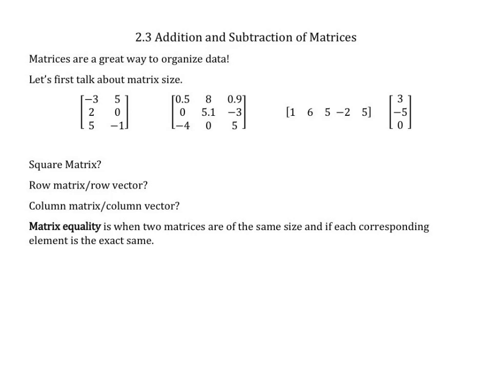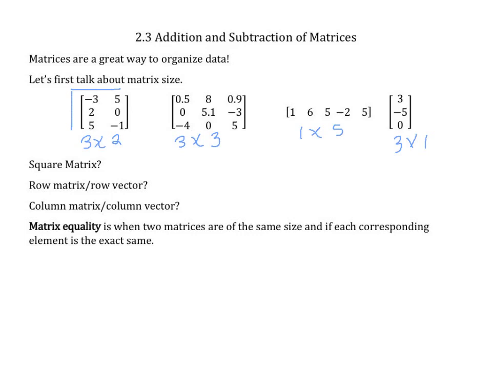So you'll see this first matrix here. This is a 3 by 2 matrix. And it's a 3 by 2 because we have three rows by 2 columns. The next one over, we see we have 3 rows by 3 columns, so it's a 3 by 3. And the next one over, we have 1 row by 5 columns. And then finally, we have 3 rows by 1 column.